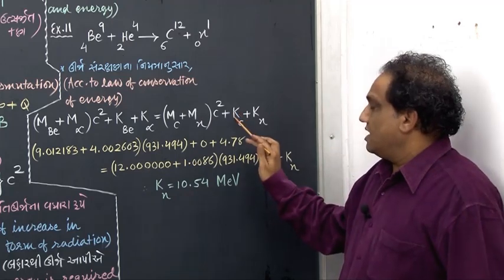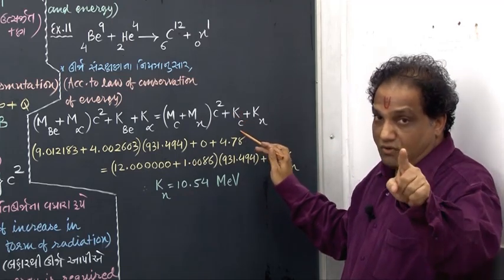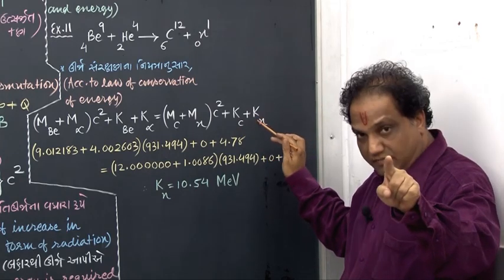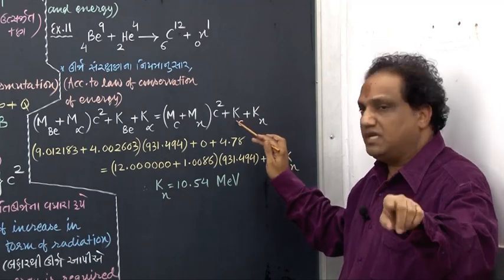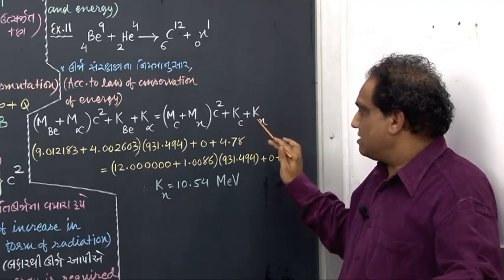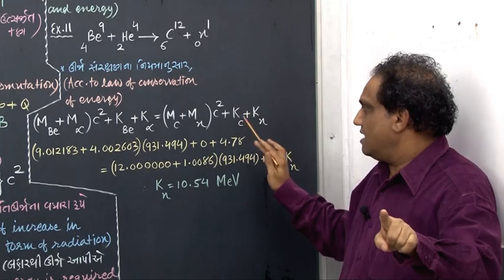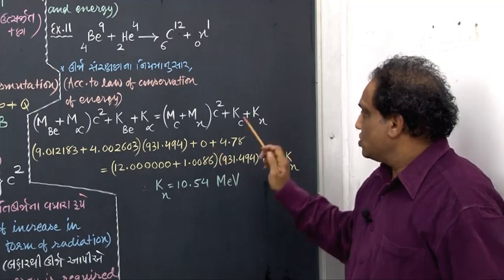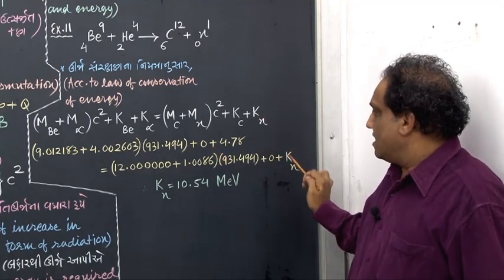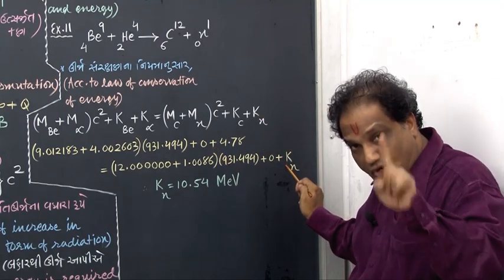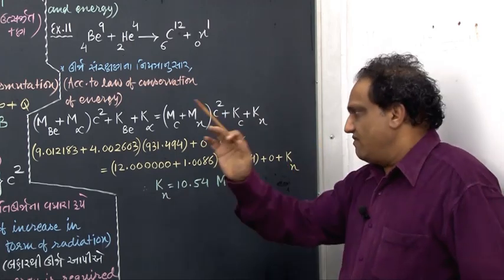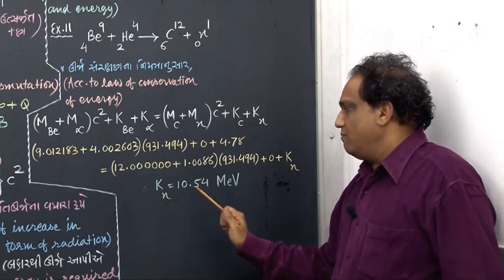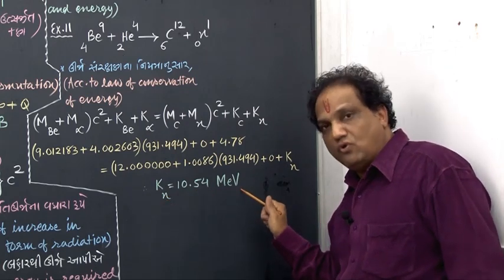And plus kinetic energy of carbon. Now they have asked maximum kinetic energy of neutron. See, when this term is maximum, it means this term is minimum. When you want maximum kinetic energy for neutron, this kinetic energy of carbon nucleus should be taken nearly 0. So take this value as 0 and you will get now the maximum value of kinetic energy of neutron, which we require. Simplify, find out maximum kinetic energy of neutron, that you are going to get 10.54 million electron volt. Got it?